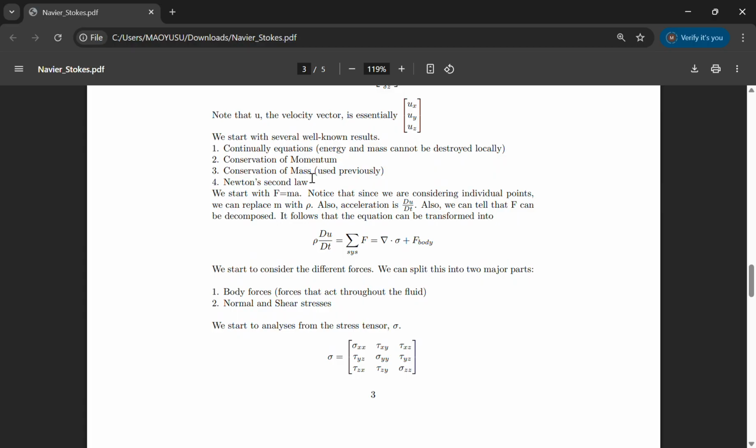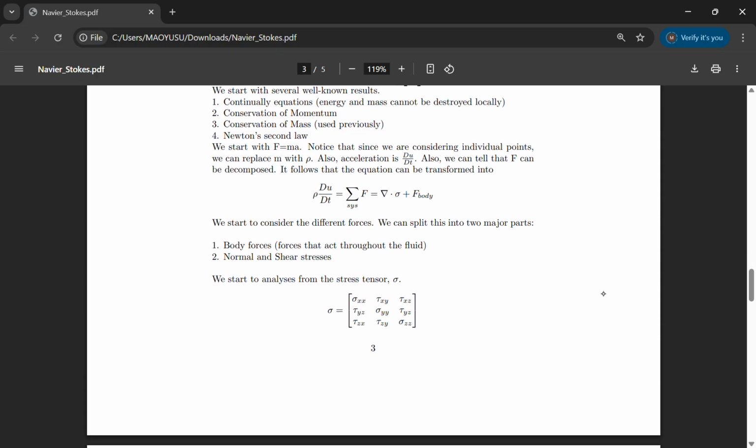So the continuity equations, conservation of momentum, conservation of mass, and Newton's second law. This one is the most important. So we start with this. This is the root. This is the, how to say, the cause of all the evil. On the root. Yeah. Okay, so we start with F equals ma.